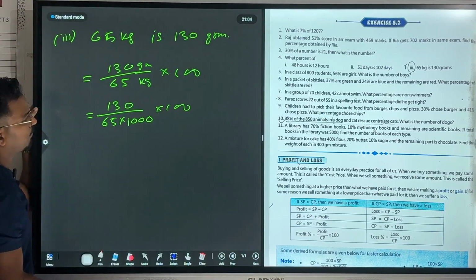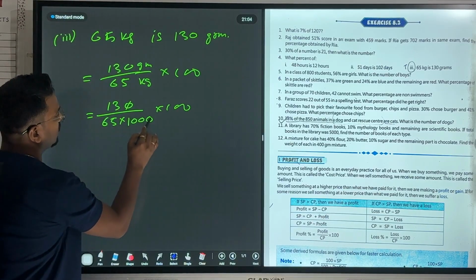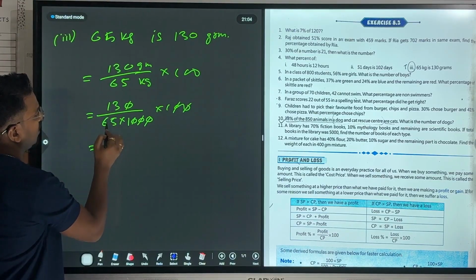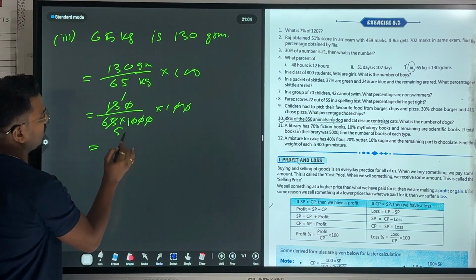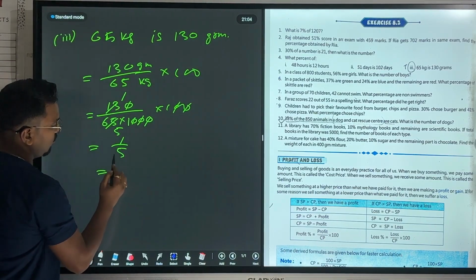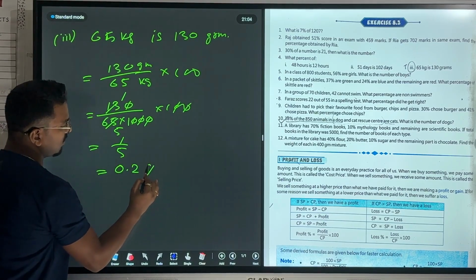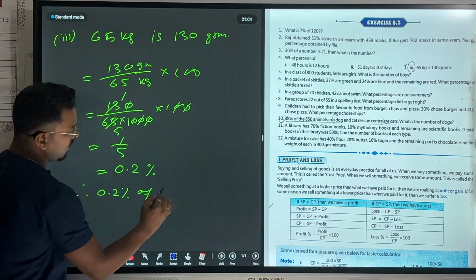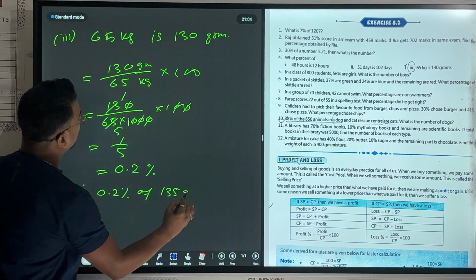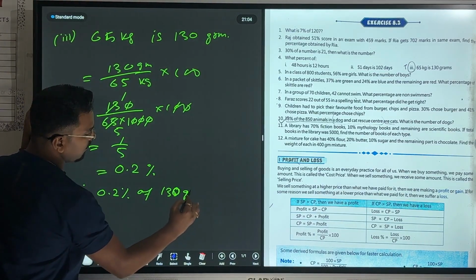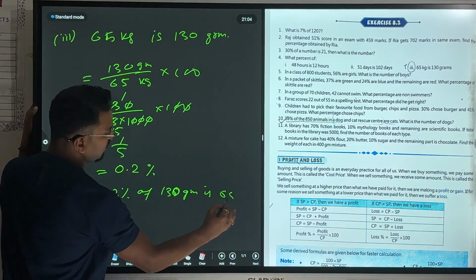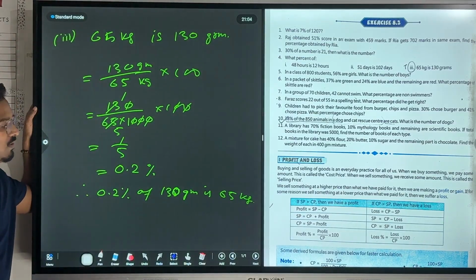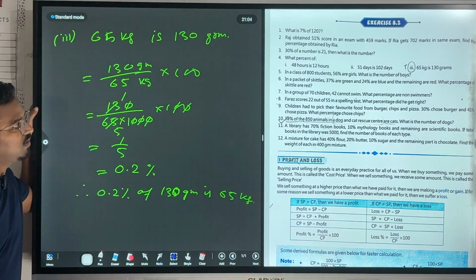So what will you get? Here 1 0 will get cancelled and here 2 0s will get cancelled. 13 5s are, 13 1s are, 13 5s are. So 1 by 5. If you divide, you will get 0.2%. Therefore, 0.2% of 65 kg is 130 gram. Okay. Is it clear?